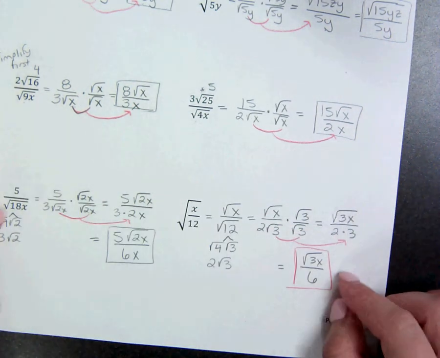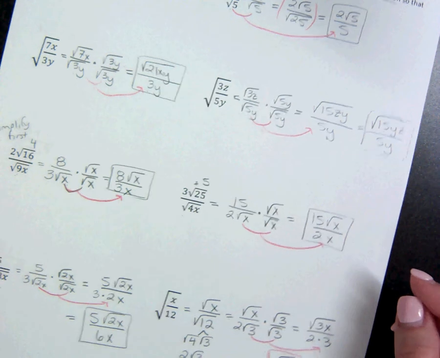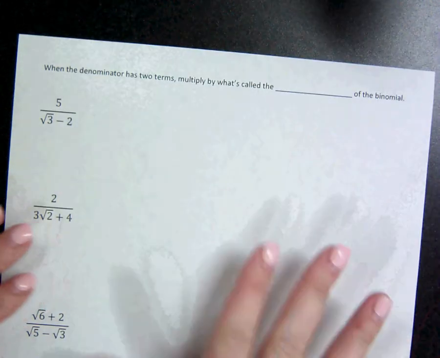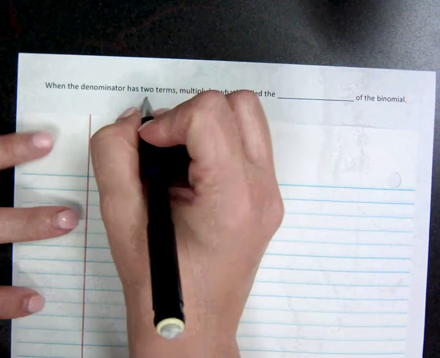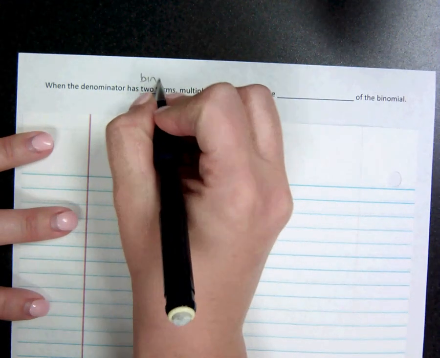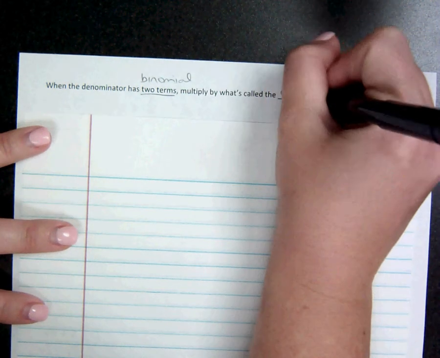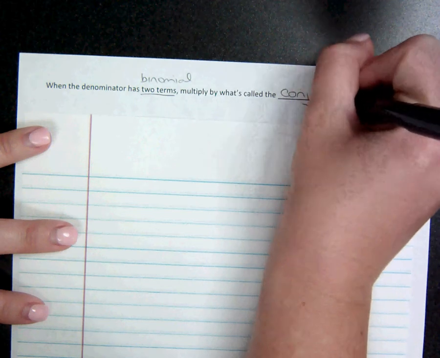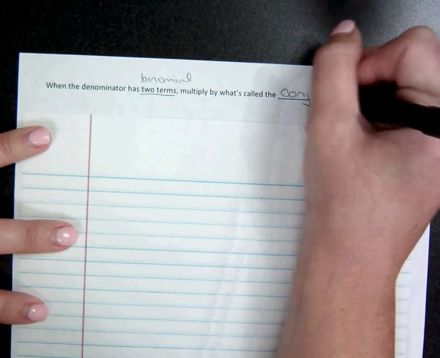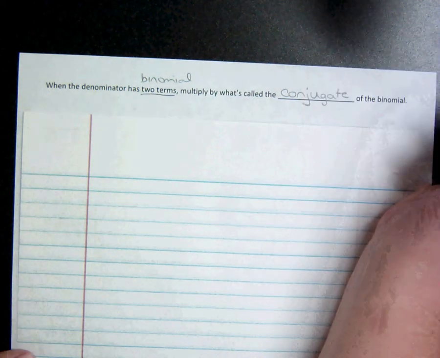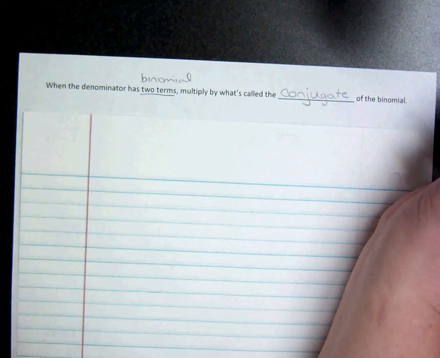So that's when you just have a single radical. Notice there's no adding or subtracting on any of these. They're just single terms. Now let's look at some where there is some adding and subtracting. So when the denominator has 2 terms, which makes it a binomial, multiply by what's called the conjugate. Kind of like in English class when you conjugate verbs, that's what it makes me think of. I don't think it means the same thing, but it's called the conjugate of the binomial, and I'll teach you what that is.